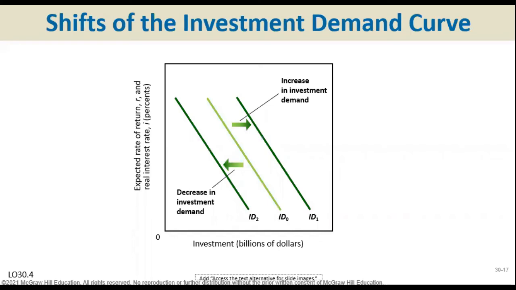This figure shows you the shift of the investment demand curve. An increase in investment demand is shown here as the shift from ID0 to ID1. That's the increase, and the decrease will be a shift to the left.